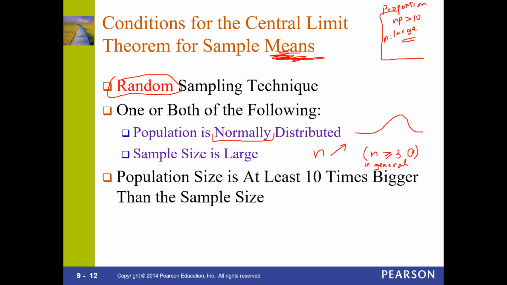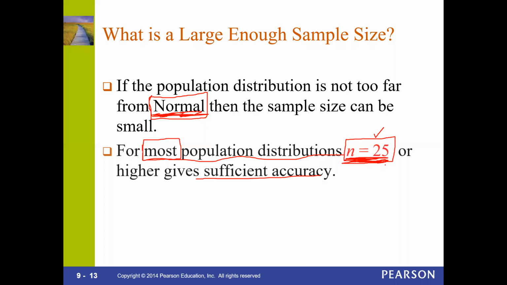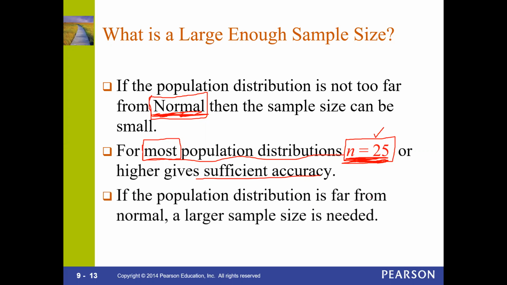Okay, it's gonna be that one. But for most population distributions, a sample size greater than 25 should be enough to satisfy the condition. So if your population distribution is not normal, then you must have a large sample. If it's large, then you can use the data. If it's large and not normal, you can still use the data, but it has to be very large, even though it's not normal.